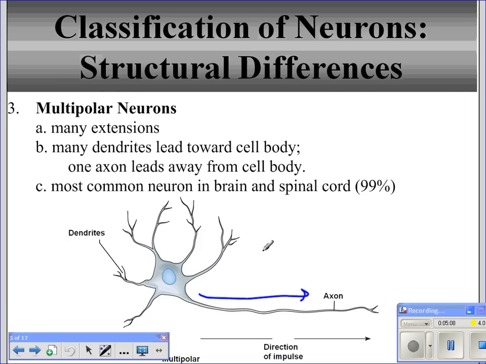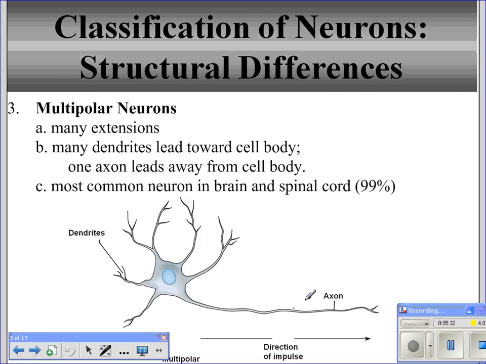These are the most common neurons in our brain and spinal cord. They make up 99% of the neurons. Not to be confused with our neuroglia cell, but of our neurons, most of them are multipolar neurons. And they're found mainly in our brain and our spinal cord. So there's one axon that carries information away from the soma.